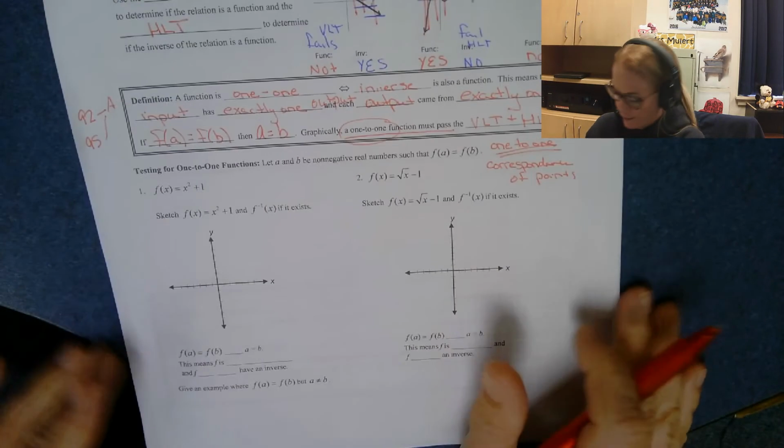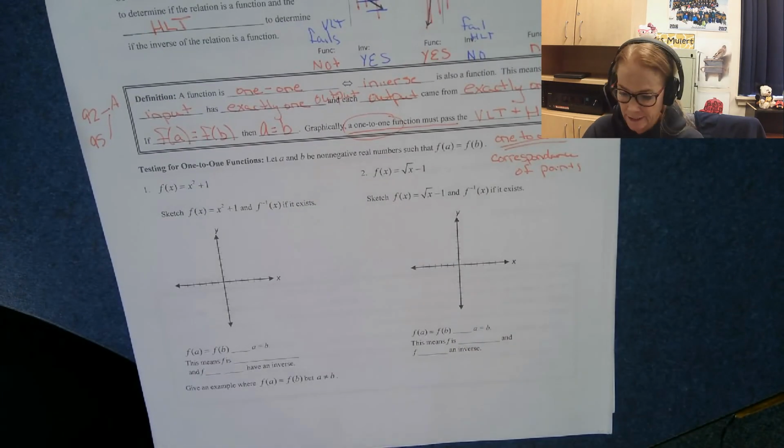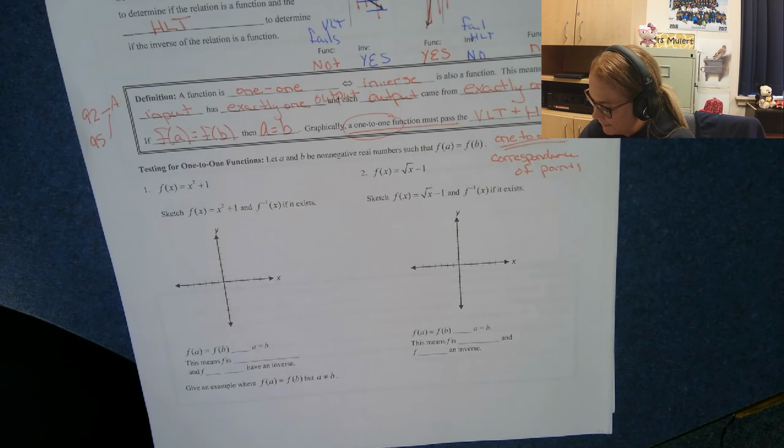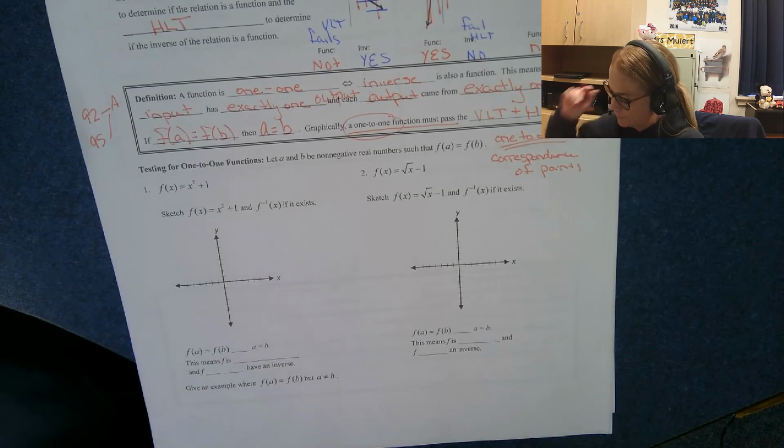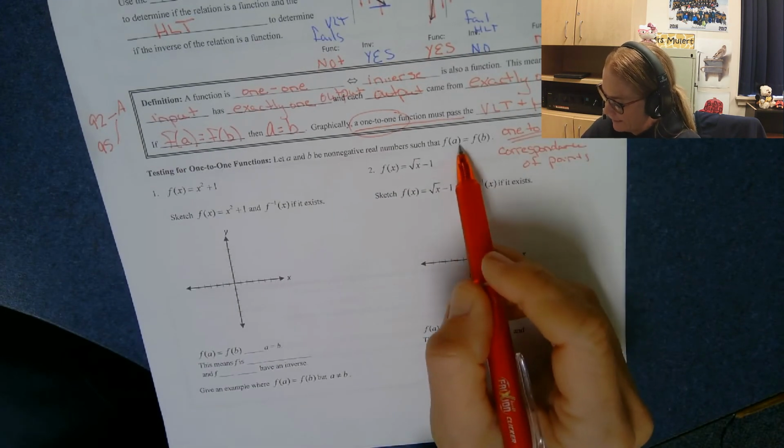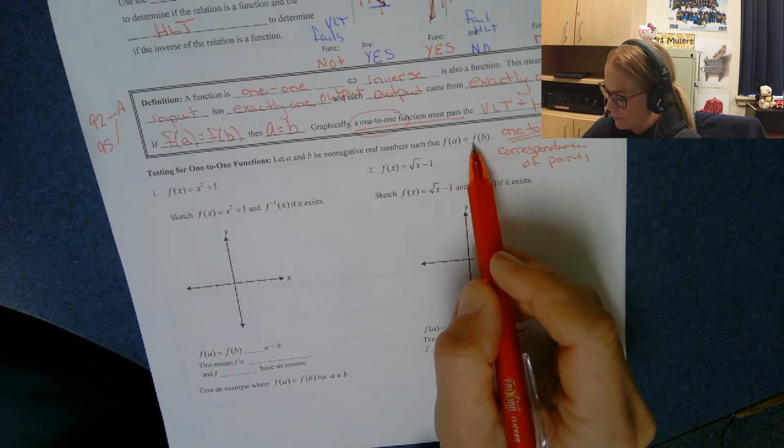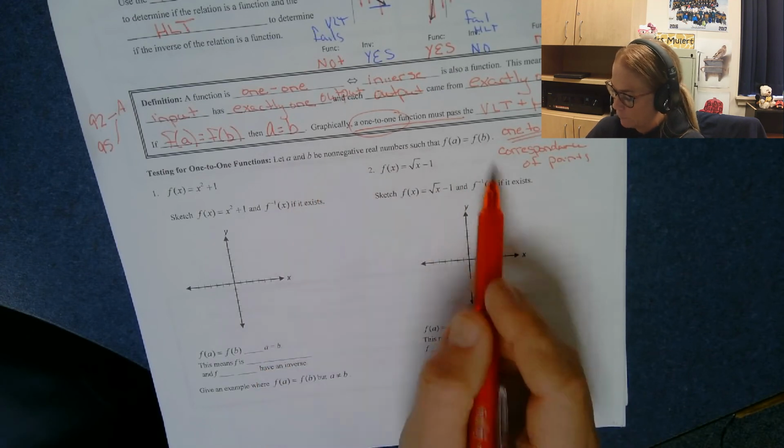Okay, going to finish this out. Kids just left. Testing for a one-to-one function is the next little piece here. We have a and b, and they're non-negative real numbers, such that f of a equals f of b. So remember, before it said then a has got to equal b.